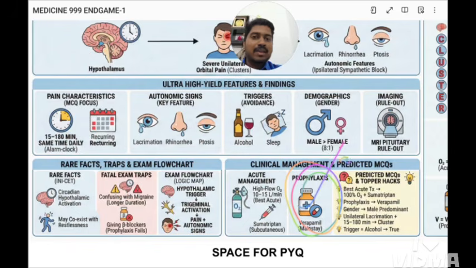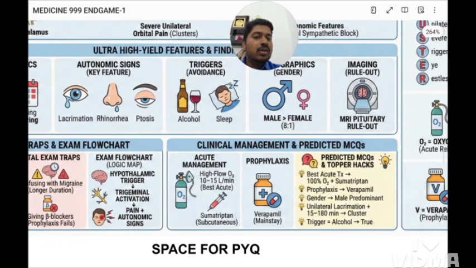Prophylaxis is using verapamil. Verapamil we also use in migraine prophylaxis, but here also prophylaxis is mainly based on verapamil. So which is the best acute treatment for cluster headache? It is not any anti-headache, not NSAIDs or anything. It is 100% oxygen along with subcutaneous sumatriptan. Prophylaxis we use verapamil, which is a calcium channel blocker. It is male predominant. It lasts for 50 to 180 minutes, and the trigger is alcohol.